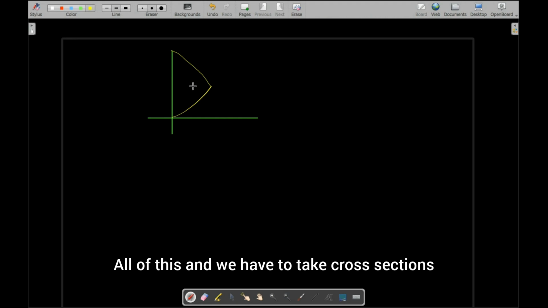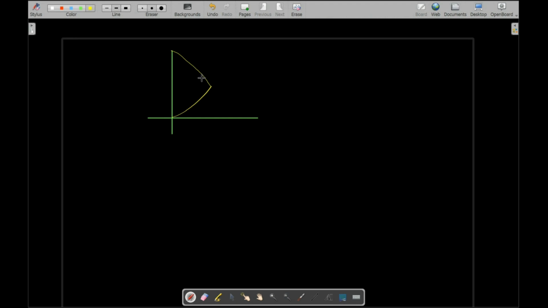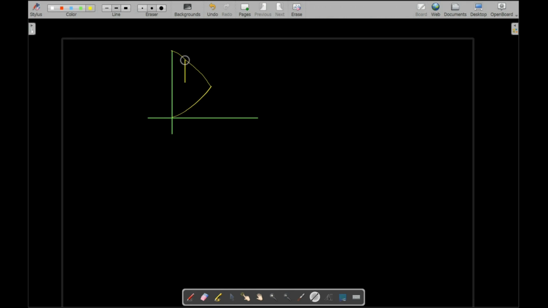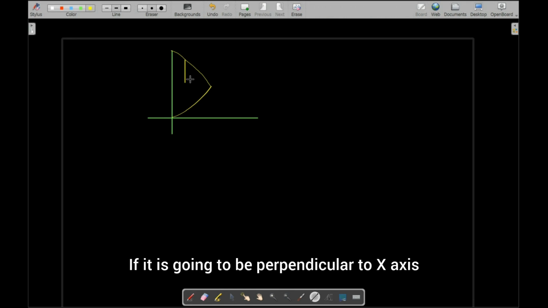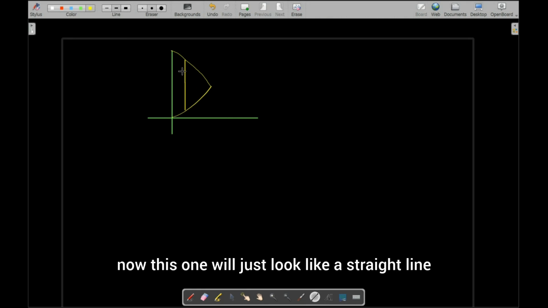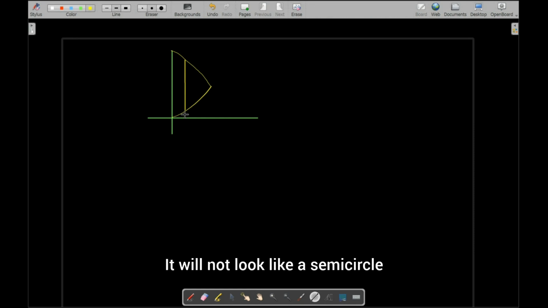All of this. And we have to take cross sections. We have to take semicircular cross sections which are perpendicular to the x-axis. So if it is going to be perpendicular to the x-axis, it will look like this. Now, if you look at it in 2 dimensions, this will just look like a straight line. It will not look like a semicircle. For that, you should watch that video that I shared with you.